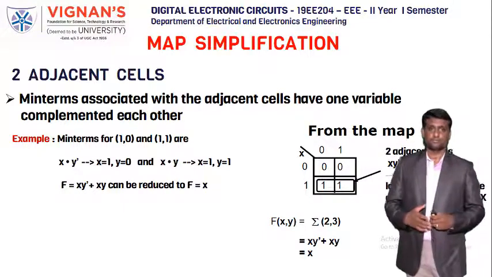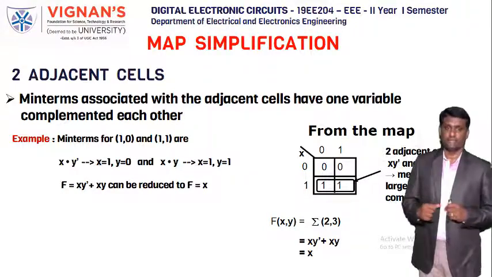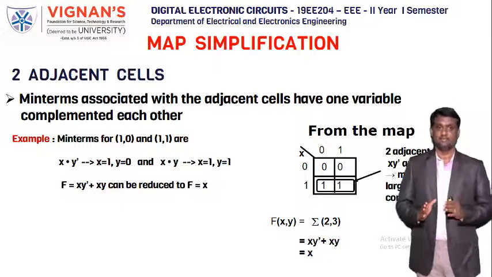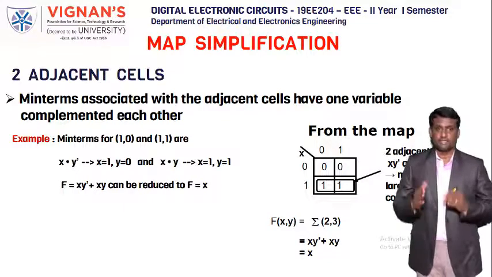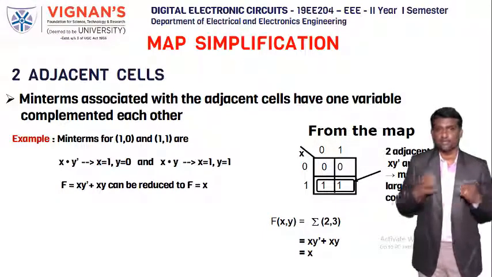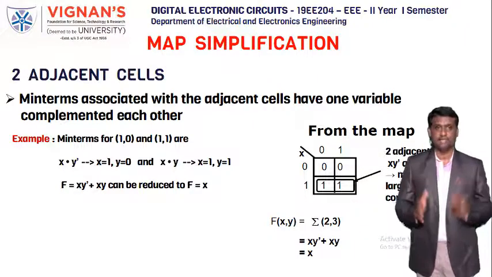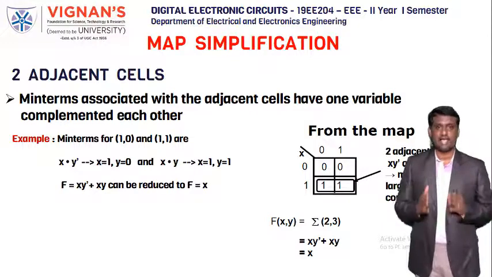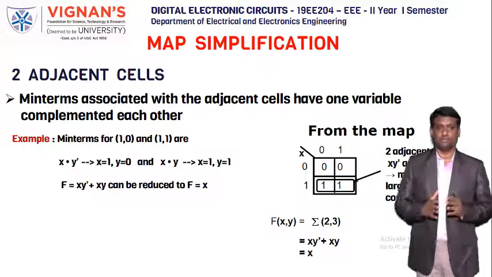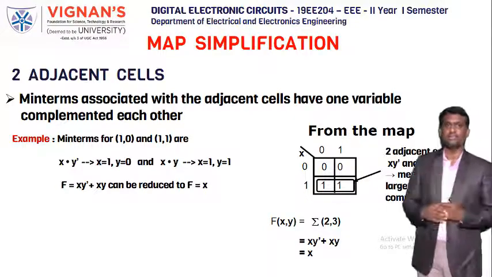So if I group those 2 cells which have ones, and those 2 are adjacent to each other, the simplification process will be done like this. Merge those 2 cells and consider them as a single cell and write its common variable. Then its simplification is over. So we will see the example.